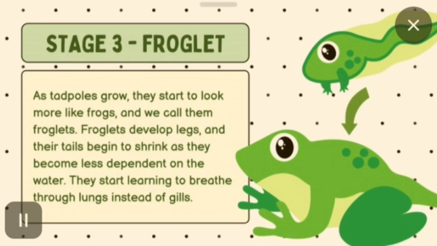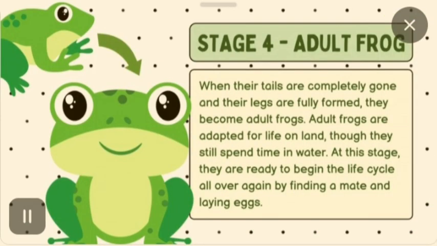Now, coming to the fourth and final stage of frogs. The last stage is adult frog. When their tails are completely gone and their legs are fully formed, they become adult frogs. Adult frogs are adapted for life on land, though they still spend time in water. At this stage, they are ready to begin the life cycle all over again by finding a mate and laying eggs. So this is the last and final stage. Here the adult frog is formed. Now they are ready to begin their new life by laying eggs. I already told you these are both terrestrial and aquatic animals, so in this stage also they can live in the water as well.